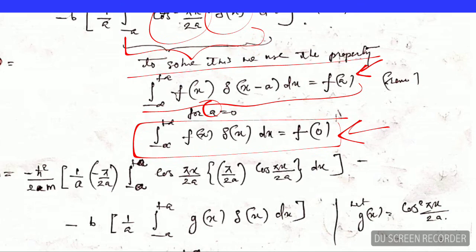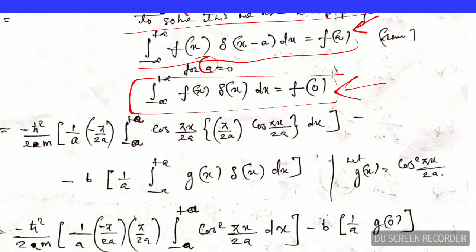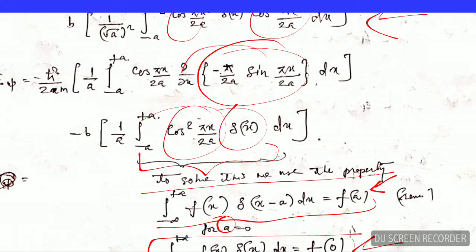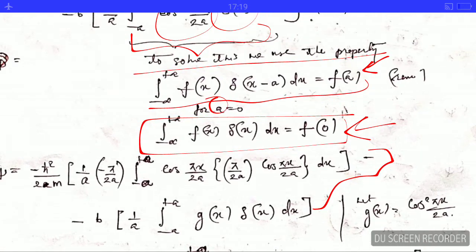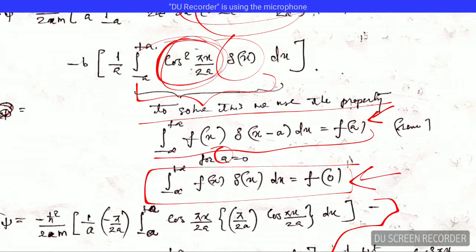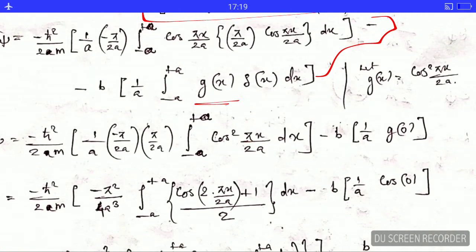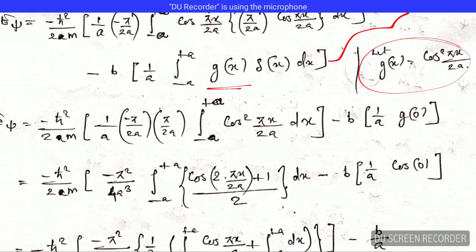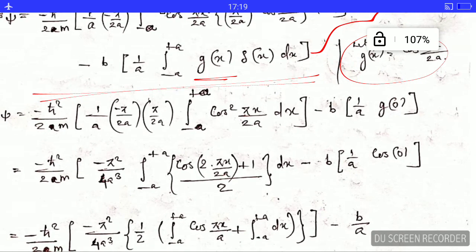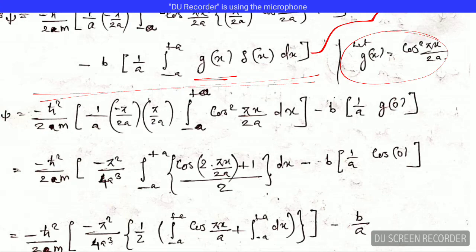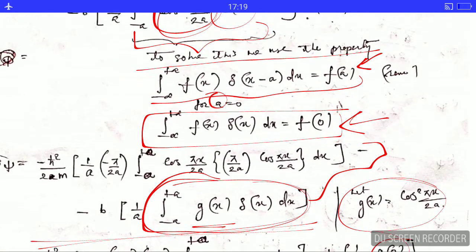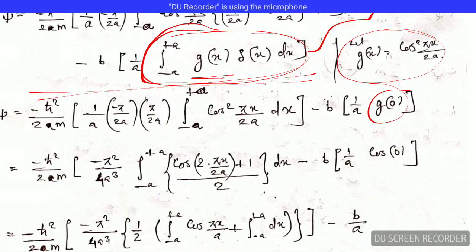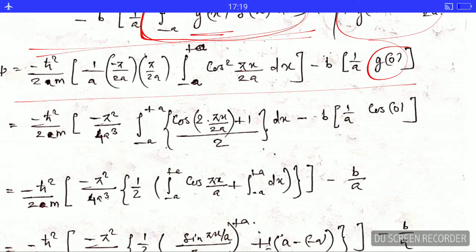Now in this part again we have to differentiate this, and there the equation will become like this. And now I have done one substitution, that this part is taken as g(x). You can see this g(x) equals this. So now we have this equation. We have already shown you the formula for the delta function, so this should be equal to g(0), according to this identity.